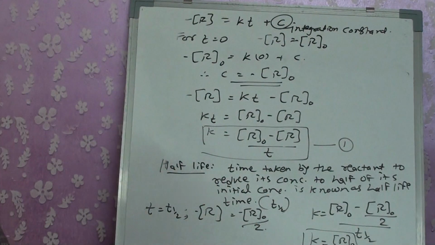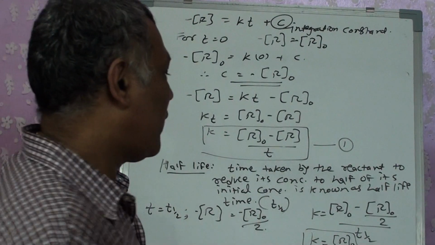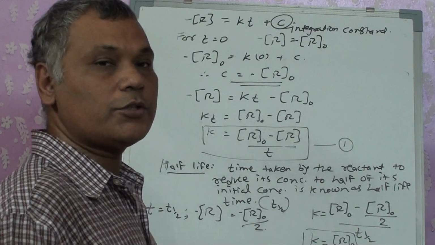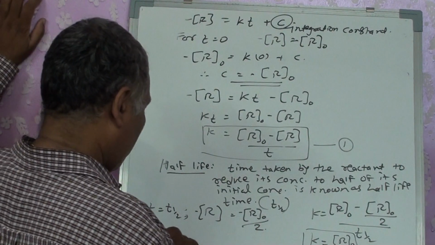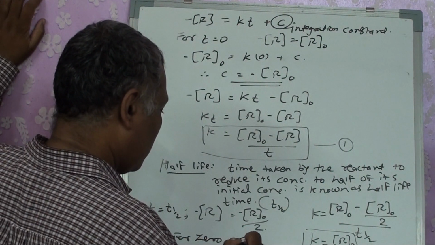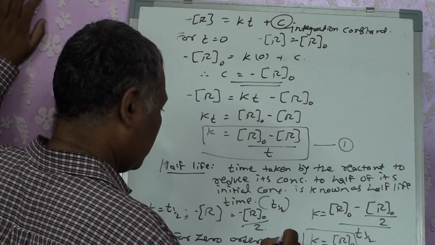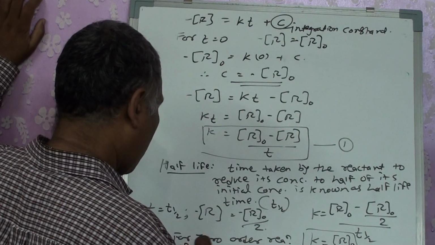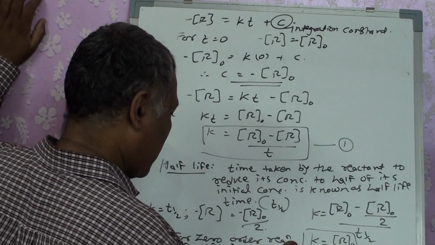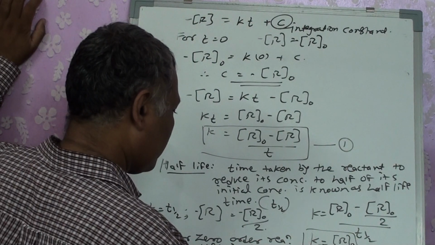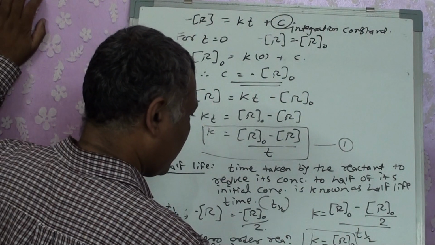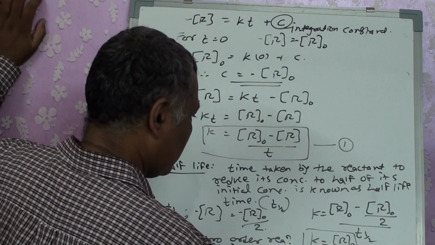Again, from this equation, we can say that half-life is directly proportional to the initial concentration of the reaction. Therefore, for a zero order reaction, half-life is directly proportional to its initial concentration.